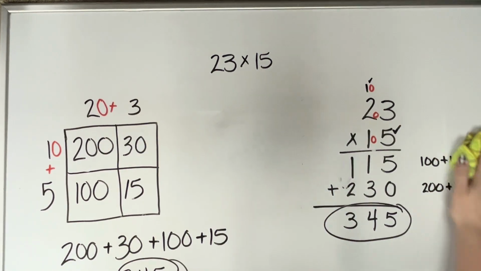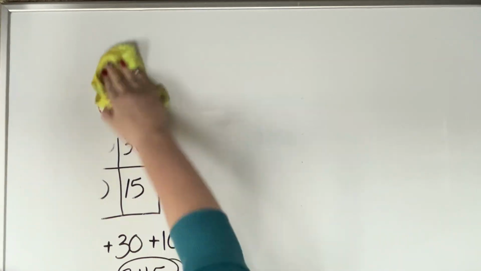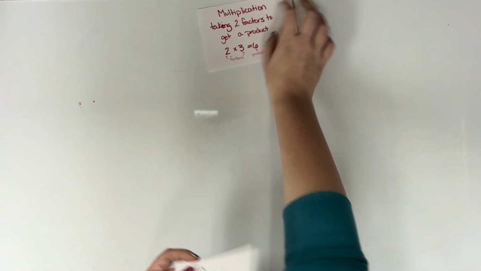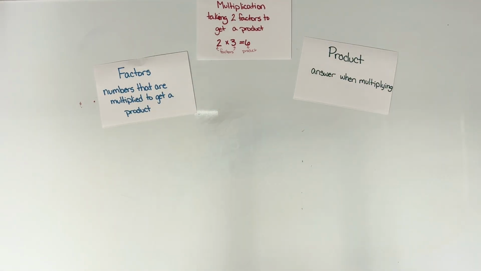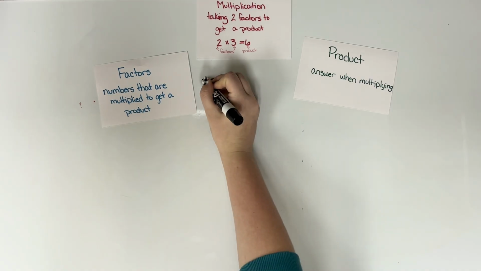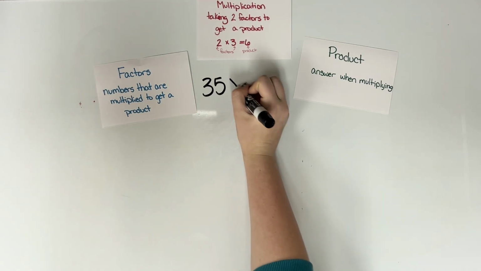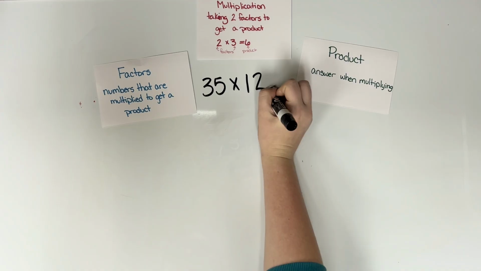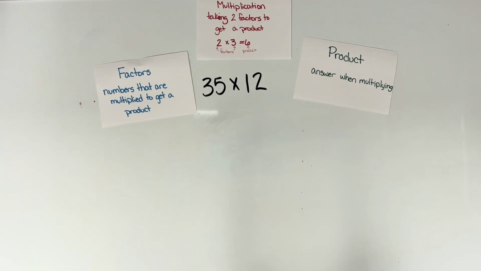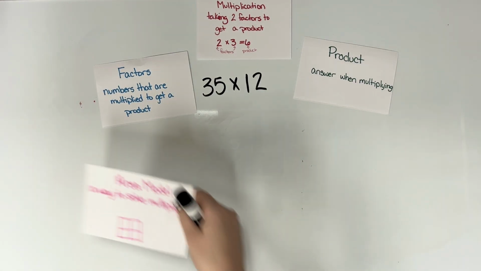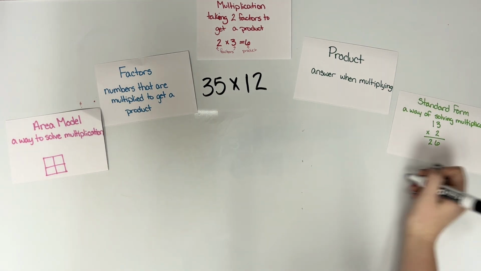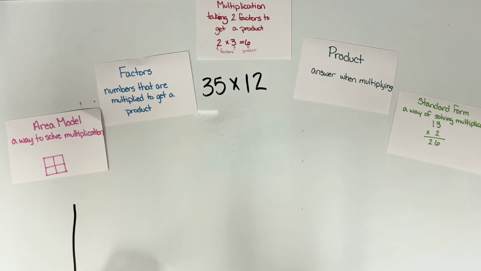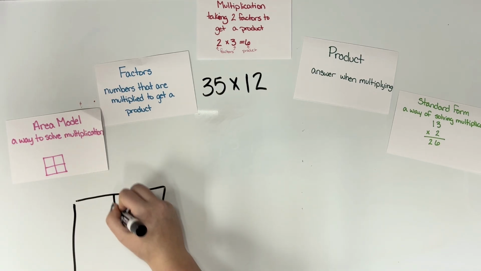All right, and I'm going to clean off my board, and then I'm going to set you guys off with a new problem. All right, now we're going to get back into doing multiplication, and I'm putting our vocabulary back up on the board. And our new problem that you are going to solve by yourself is 35 multiplied by 12. Remember, those are factors, and your goal is to find the final product. And you are going to be using area model, and you are going to be checking your work using standard form.